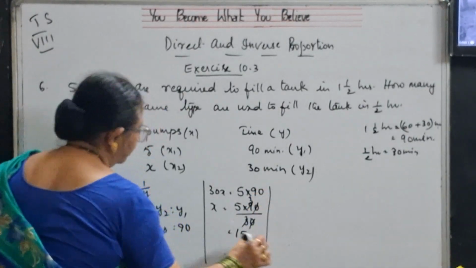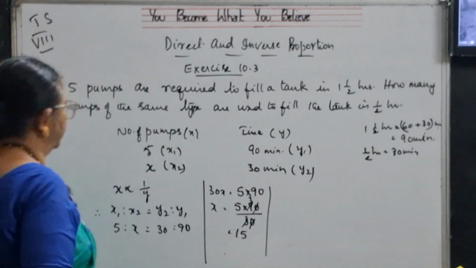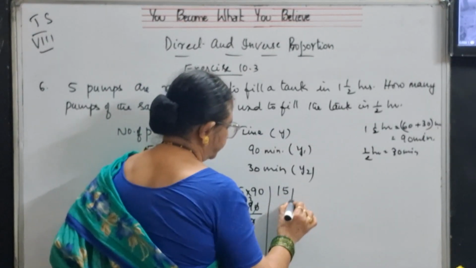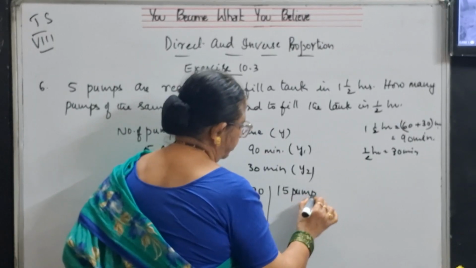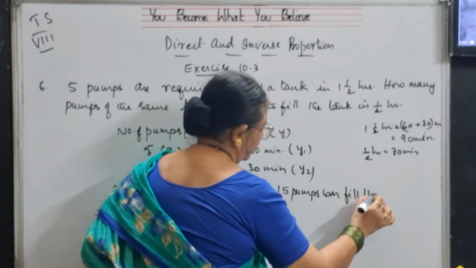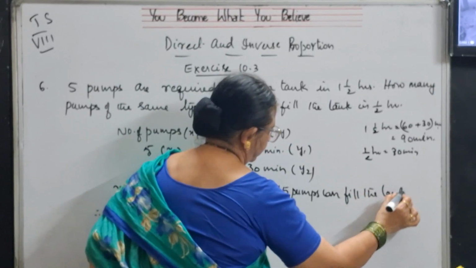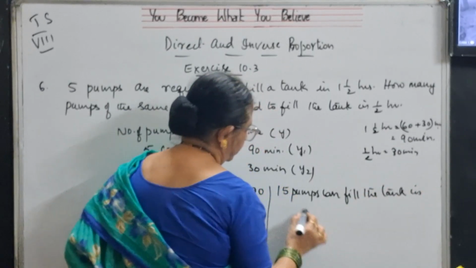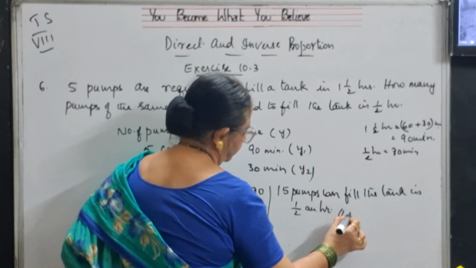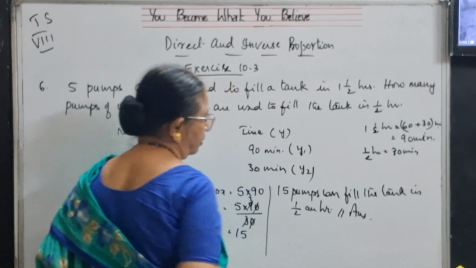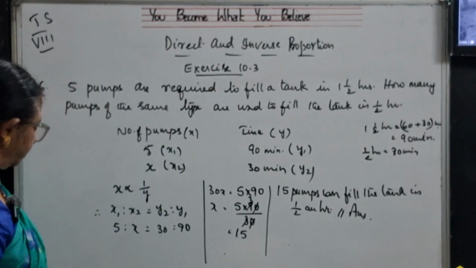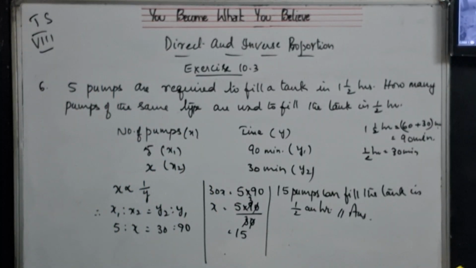X will tell the number of pumps. So 15 pumps can fill the tank in half an hour. This is the answer, children. So please note it down.